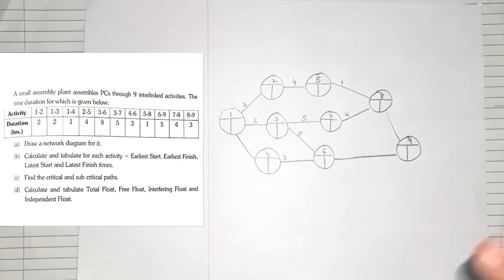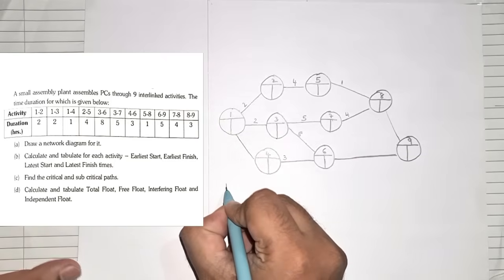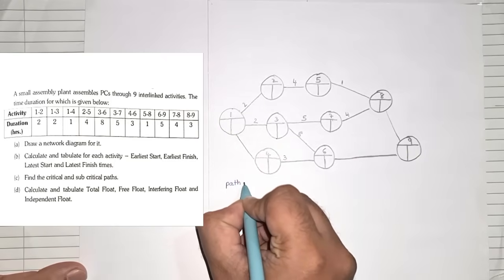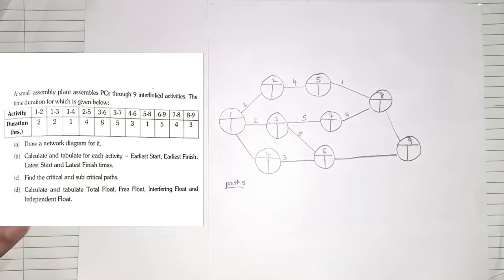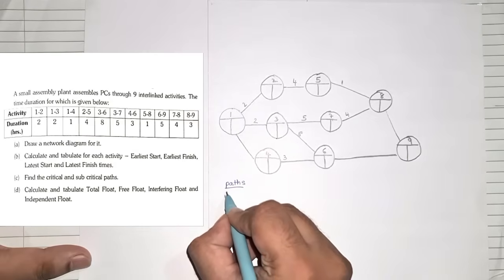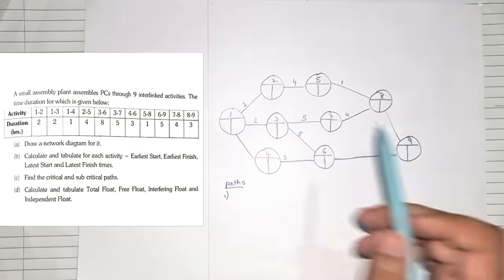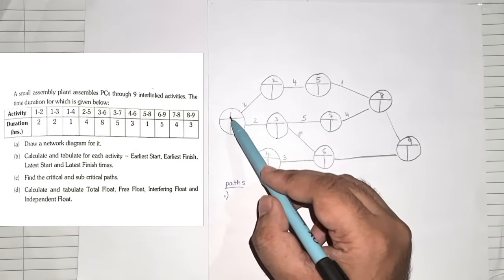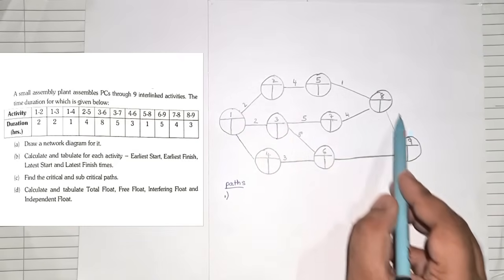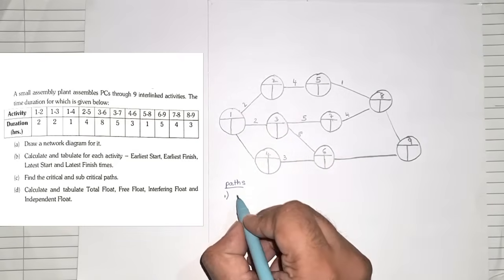Okay, once this is done, now what we'll do is they ask us to find the critical and subcritical part. So here we have to note down the critical paths. So first we'll note down whichever paths are available. So under paths I'm writing here number 1, the very first path, I'll go with the top one. So this is path 1, 2, 5, 8 and 9. So that's like the first path.